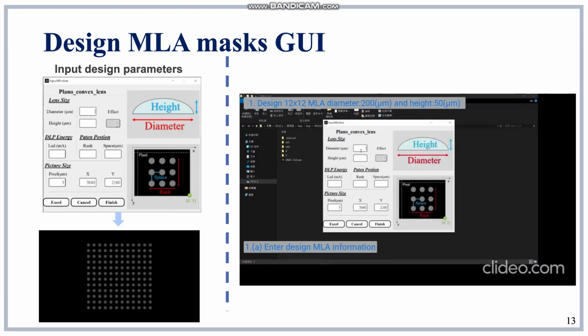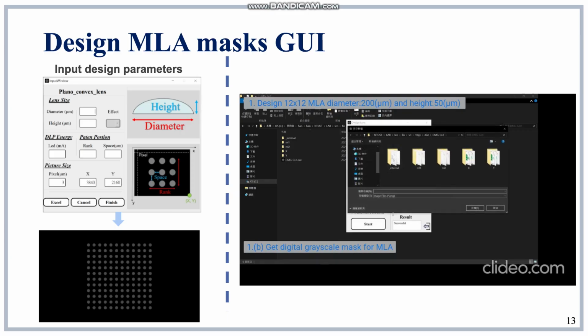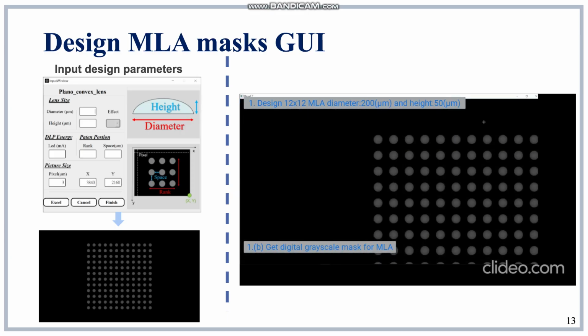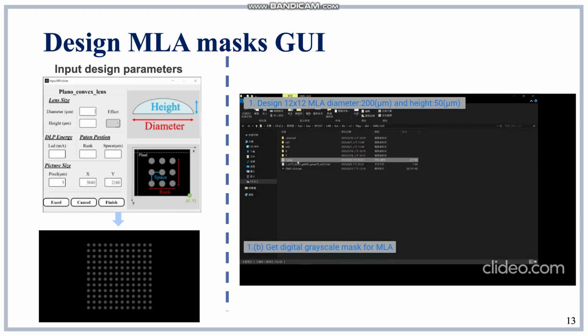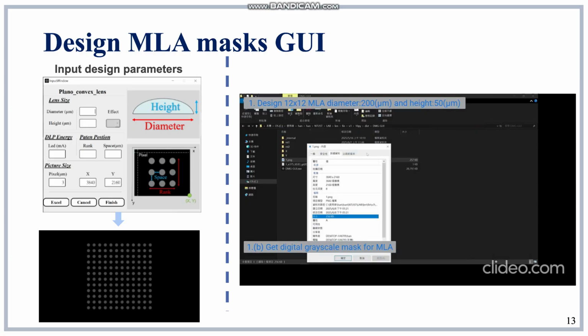As you can see here, firstly we enter the design MLA information. After that, we can show you the photo of the parameters so that we can input them into DLP printing.